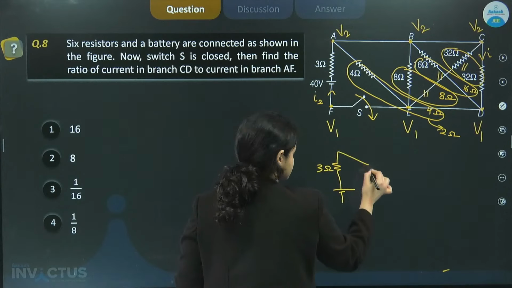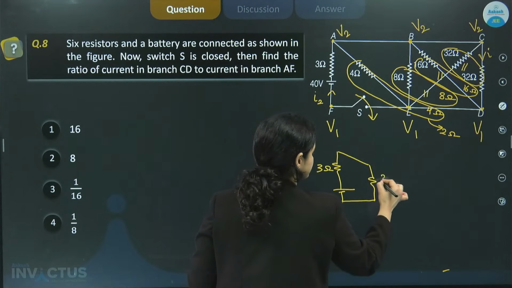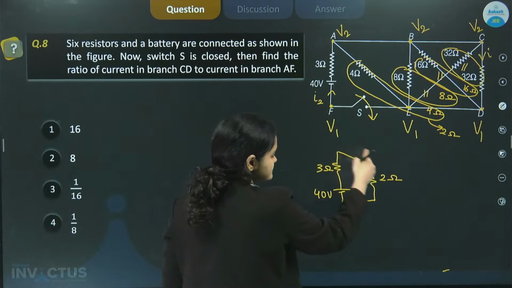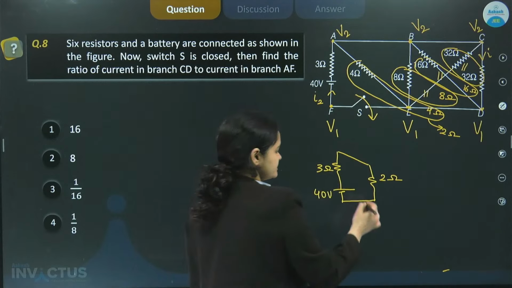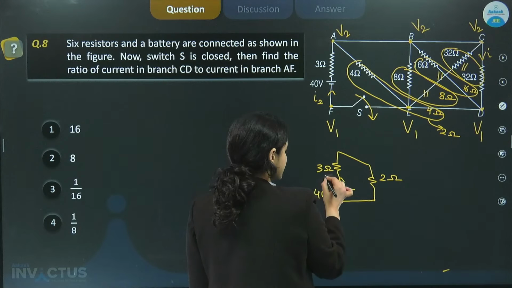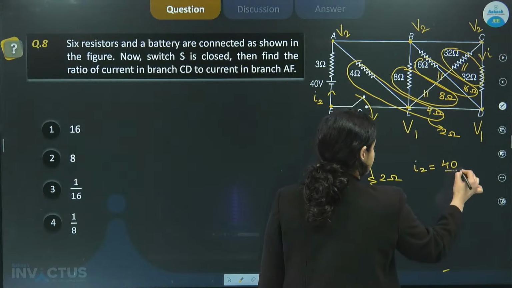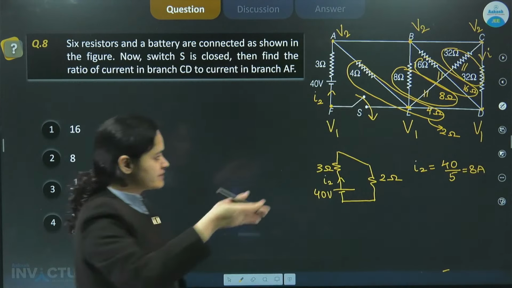Now we can draw it like this. This is 2 ohms, this is 3 ohms, and this is 40 volts. So we can see that effective resistance is turning out to be 5 ohms. Alright. So the current given by the battery, I2, can be written as 40 divided by 5, which is going to be 8 amperes. This is the current given by the battery.